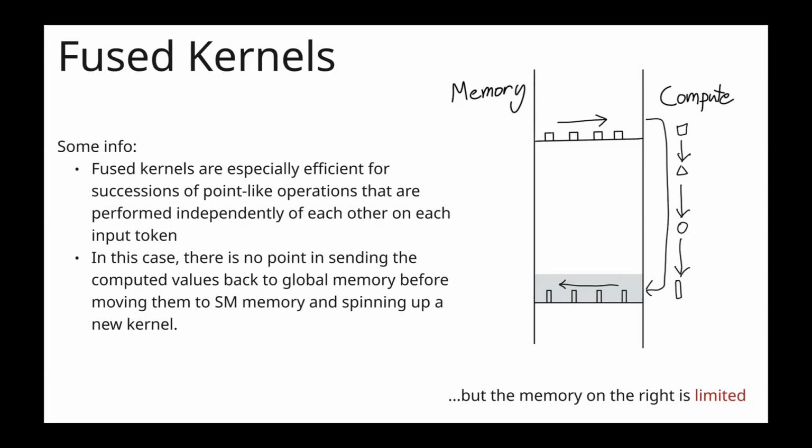In other words, for example, an ideal candidate here could be applying nonlinearity, because it's applied on every value that you have, and they are not connected in any way. So in this case, there is no point in sending the computed values back to the global memory before moving them to SM memory and spinning up a new kernel. You can fuse them effectively and do two operations at once, and only after that store the result into the DRAM memory.